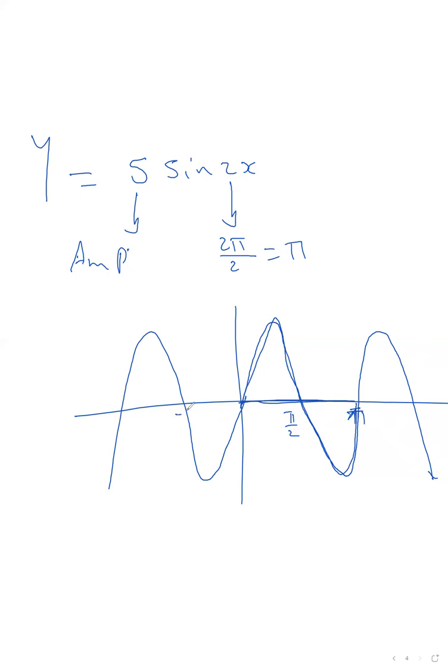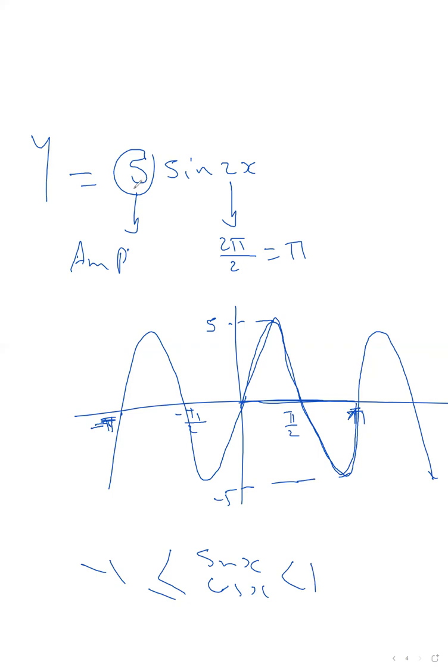And this is negative pi over 2, and this is negative pi, and this value is 5 because this is the amplitude, and this value will be negative 5. Sine x or cosine x is between negative 1 and 1, but we multiplied by 5, so the positive value is 5 and the negative value is negative 5, which is the amplitude. Okay.